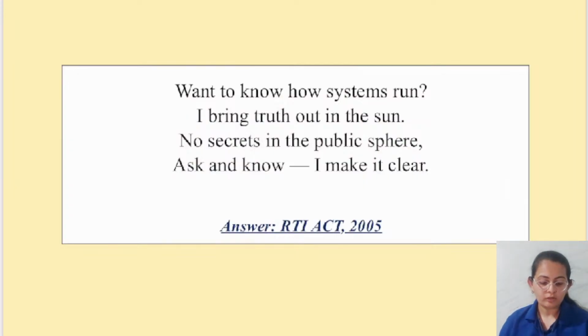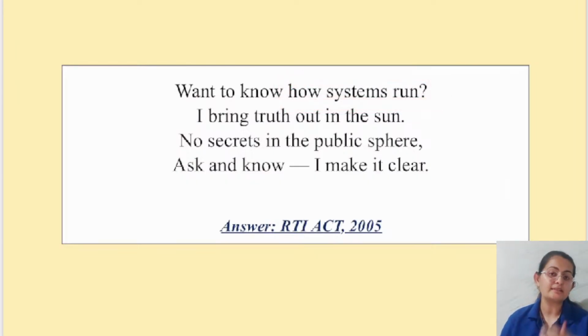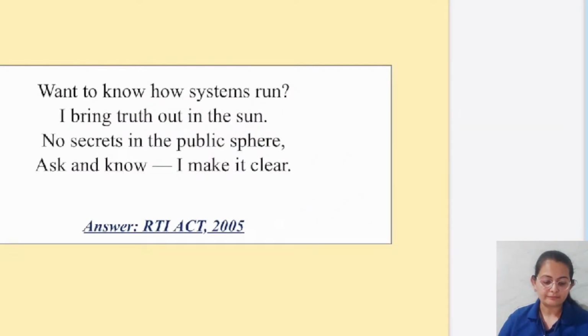Got it? So, want to know how the system runs? That is the system, the governmental system, any system. You can ask based on the Right to Information Act and you are good to go. So, this is all about truth. No secrets lie here because the Right to Information Act is an open act. You can ask for any information, whether it is a bank, personal, anything, under the Right to Information Act of 2005.